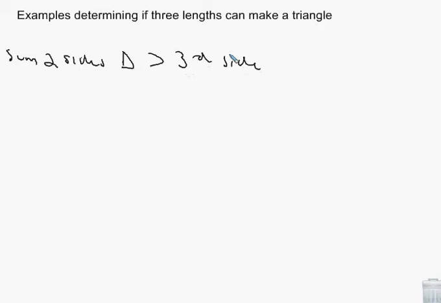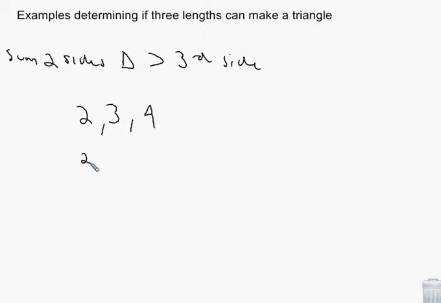So we have to be able to take any 2 sides, add them together, and it's got to be more than the other side, which wasn't included in the sum. So for a problem determining whether 3 lengths can make a triangle, you'll just be given 3 lengths, 2, 3, and 4. Basically what you can do is add up every combination of 2 sides.